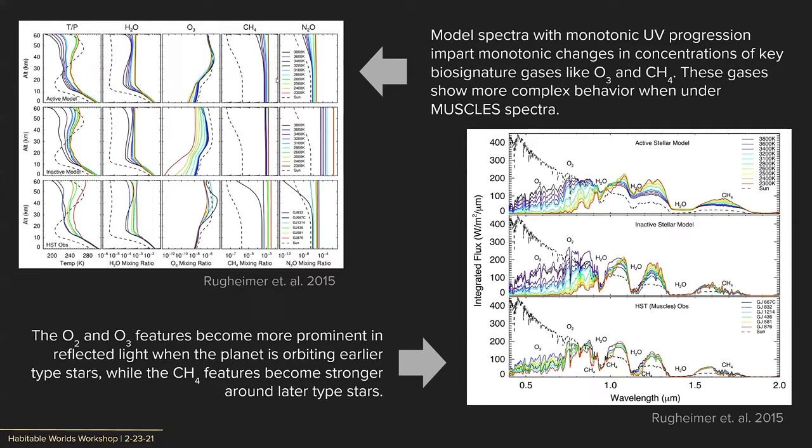So we can see here that as we go from M0 to M9, so these would be larger, hotter stars to smaller, cooler stars, we can see that there's a fairly monotonic progression in the concentrations of things like ozone and methane. So for the hotter stars, there tends to be more ozone, but less methane.